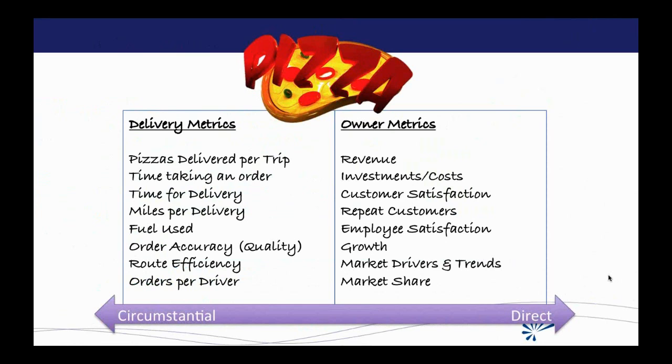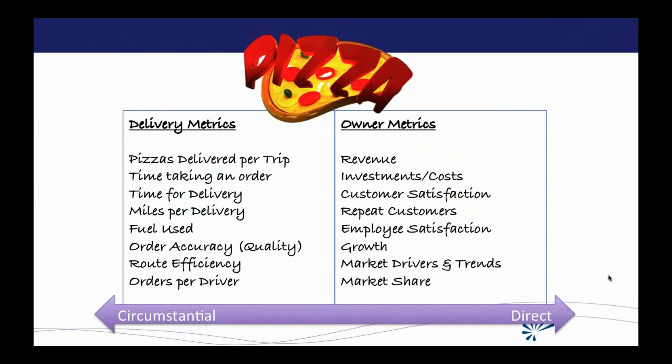So all of these metrics fit somewhere on this spectrum from left to right. It's not like one or the other. They're somewhere along the spectrum. I would say for the pizza chain, revenue might be right at the tip. Profit might be right at the tip. Increased revenue is still a little circumstantial for better profit. But revenue, cost, repeat customers, market driver, all of those would be sort of on the right-hand side of that arrow, the direct side. Whereas all the things on the left are much more circumstantial.